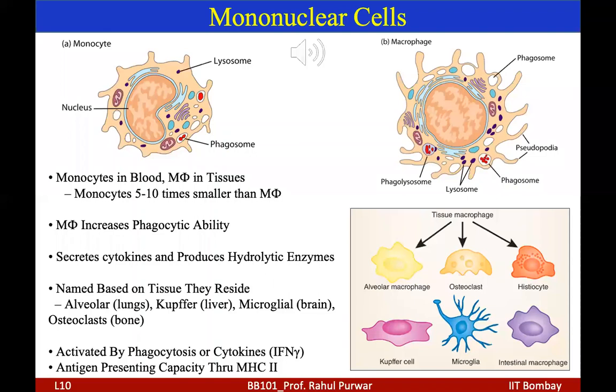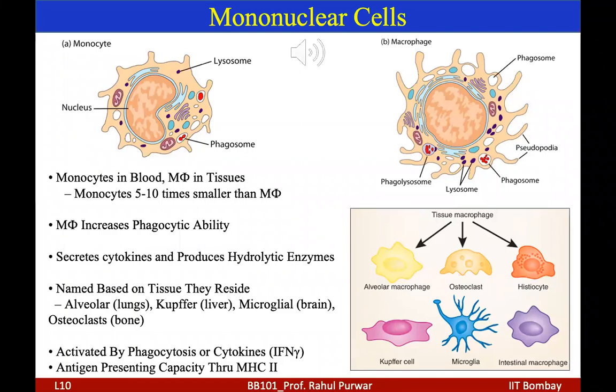Another type is called mononuclear cells, and mononuclear cells could be monocytes in the blood. But when these mononuclear cells go to the tissue, they turn into macrophages. That state of the cells is called macrophage. Same cell type, they are both mononuclear cells. In the blood, the state is called monocytes. In the tissue, they are called macrophages.